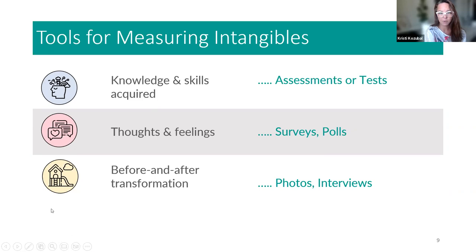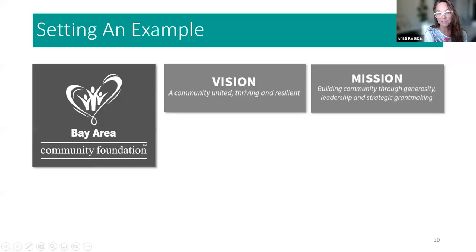Now, here's a good example. I love to use this organization as an example, because are they doing what they say they want you to do? Yes, they are. And we'll show you how. How does the community foundation do it? Because they have a very esoteric, very large mission. Their vision is huge: a United, Thriving, and Resilient Community.